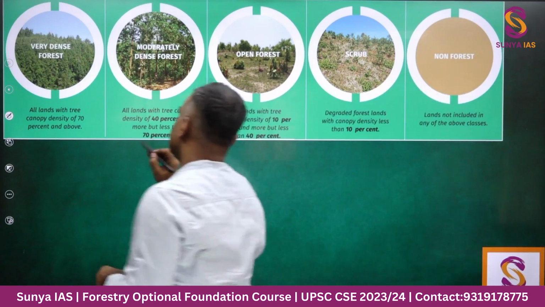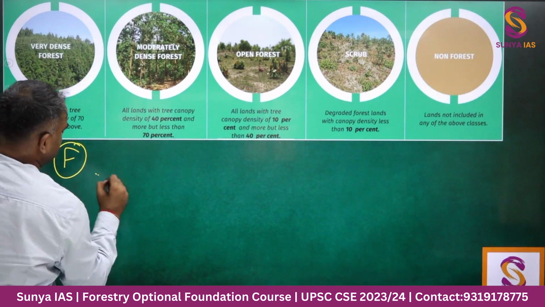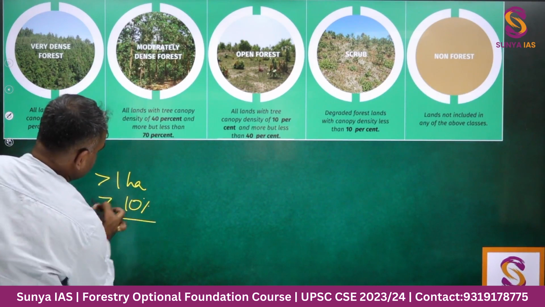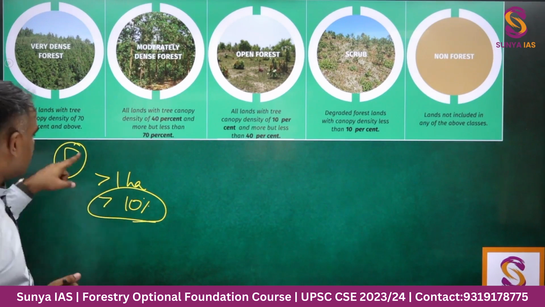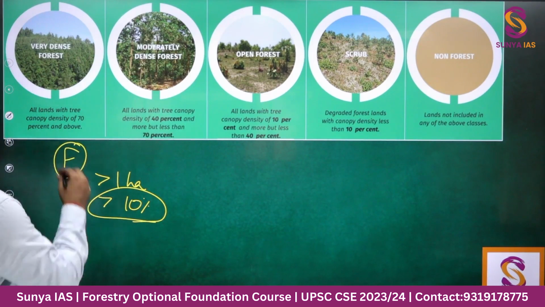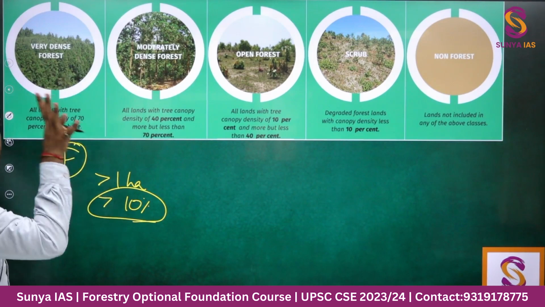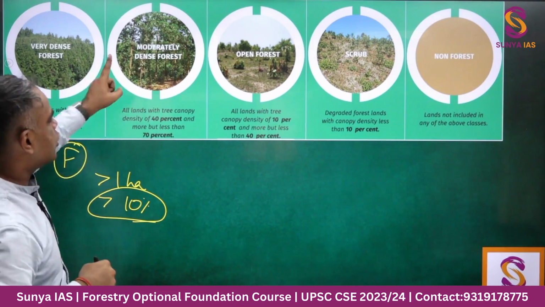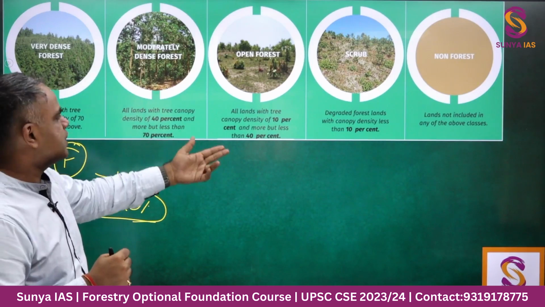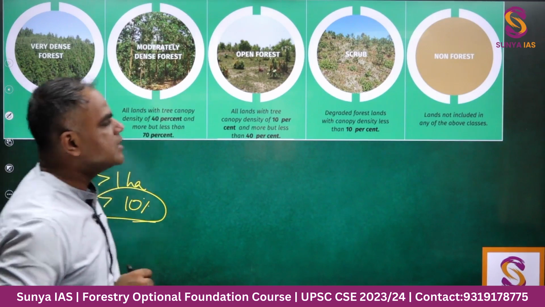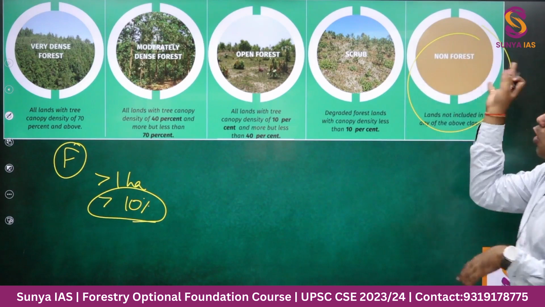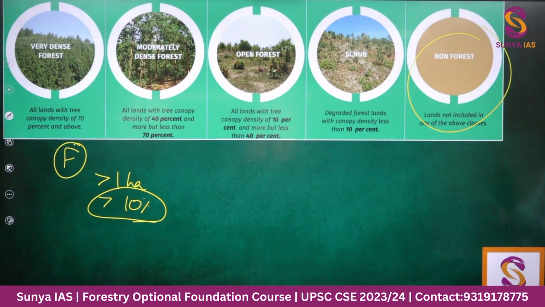See, what is a forest? As per that, greater than 1 hectare of land, canopy density greater than 10%. If the canopy density is greater than 10% and the land is greater than 1 hectare, there can be many cases: canopy density of 70% and above is very dense forest. Moderately dense is 40% to 70%. 10% to 40% is open forest, and lastly is your scrub forest. Fine. And then of course there are the non-forests, which are not included in this case.